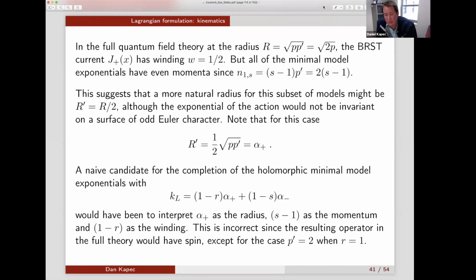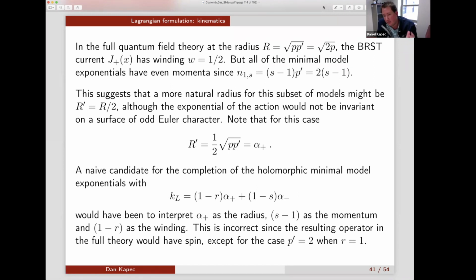So you could have thought, well, maybe we should interpret that as alpha plus is the radius, s minus 1 is the momentum, since alpha minus is 1 over alpha plus to a sign, and we'll interpret 1 minus r as the winding. But that wouldn't make sense, because then in the full model, if these operators had winding, then they would have spin. But you know that the operators in the diagonal minimal model don't have spin. So generically that would be incorrect, but when p prime is equal to 2, r is equal to 1, and actually this state wouldn't have winding.